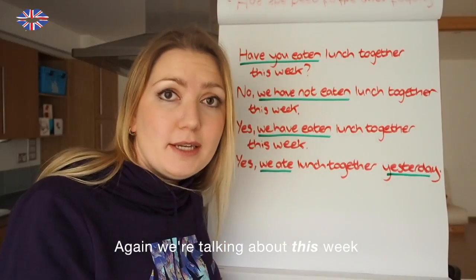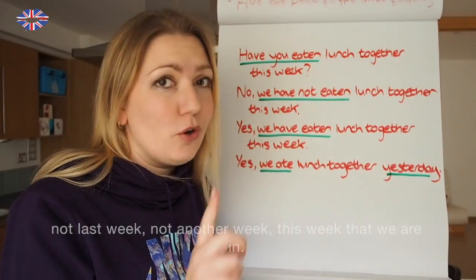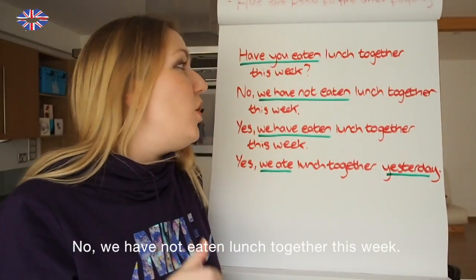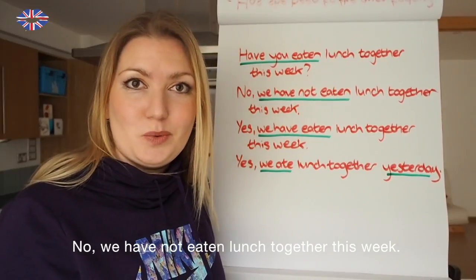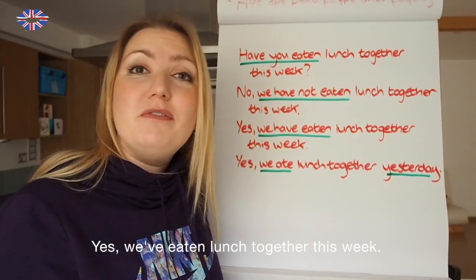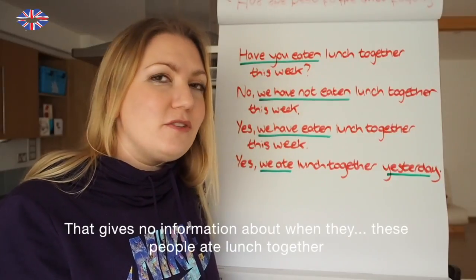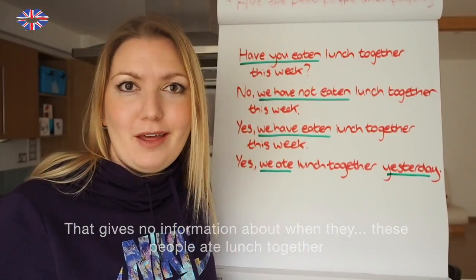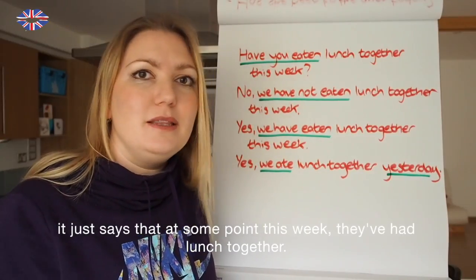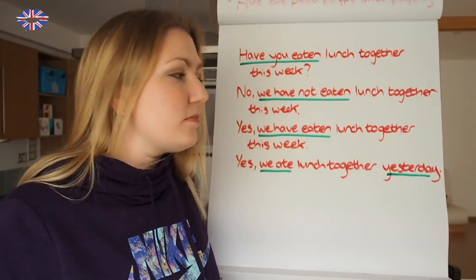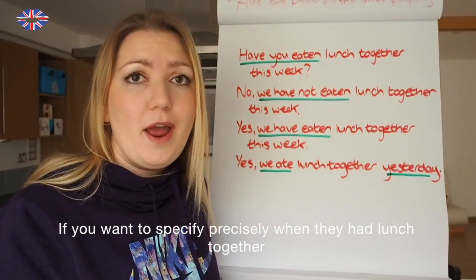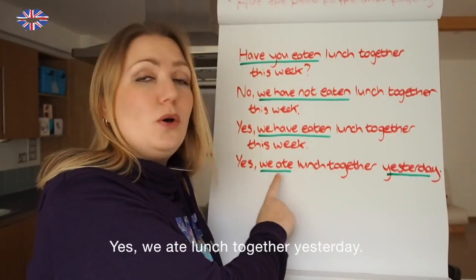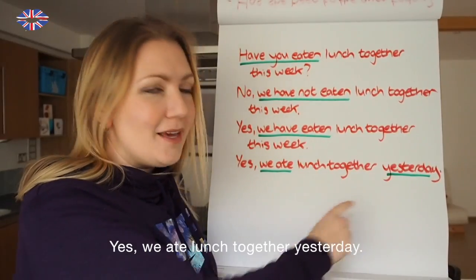Another example when we're speaking about the recent past, have you eaten lunch together this week? Again, we're talking about this week, the most recent one, not last week, not another week, this week that we are in. No, we have not eaten lunch together this week. Yes, we've eaten lunch together this week. That gives no information about when these people ate lunch together. It just says that at some point this week they've had lunch together. If we want to specify precisely when they had lunch together, you would use the simple past again. Yes, we ate lunch together yesterday.